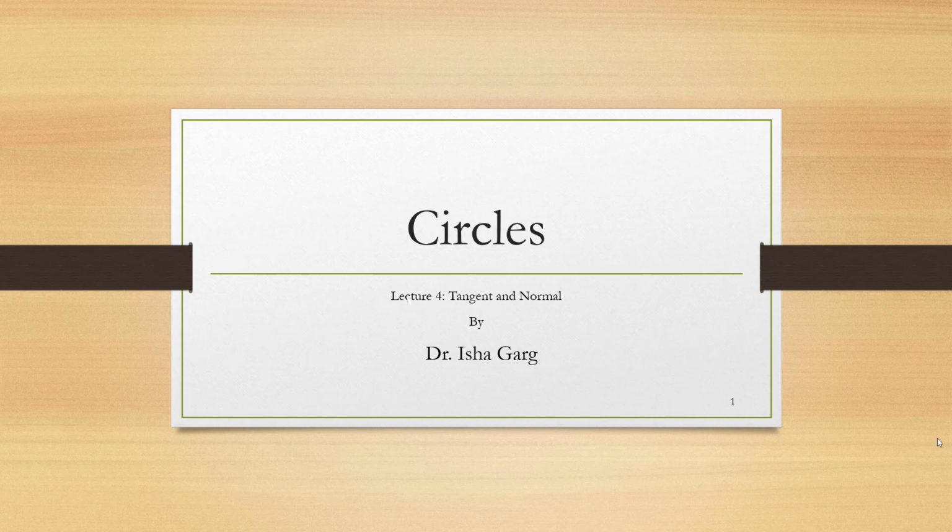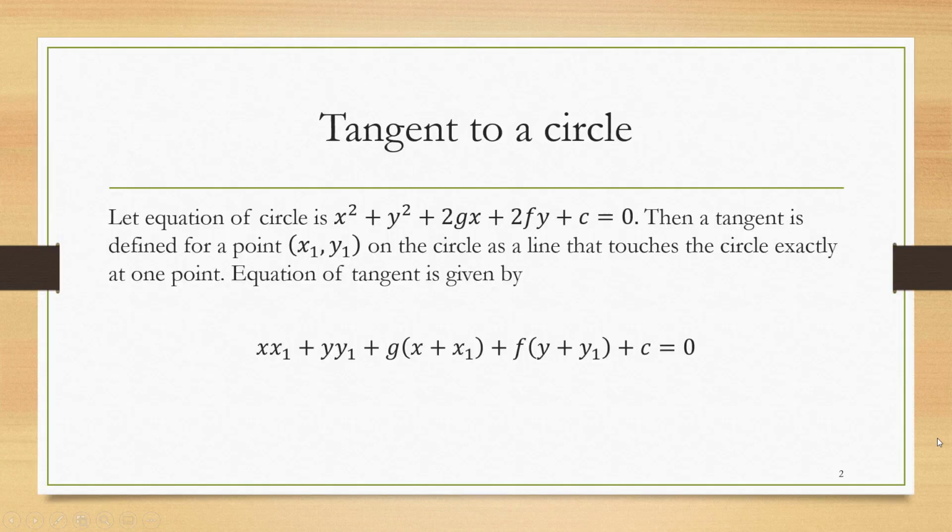So let's start with the definition of tangent. If some circle is given like this, then a line can either be like this, that it is not at all touching the circle, or it can be like this, that it is touching the circle at exactly 2 points, or it can touch the circle at exactly 1 point. So this line which touches the circle at exactly 1 point is called a tangent to the circle at this point.